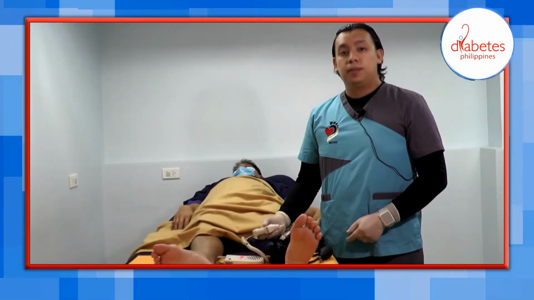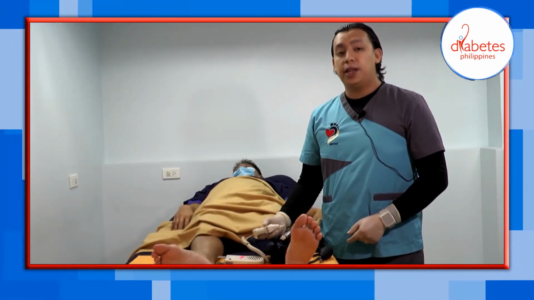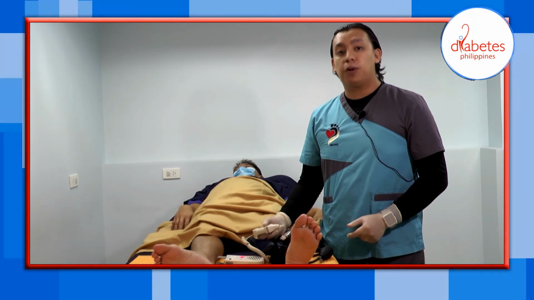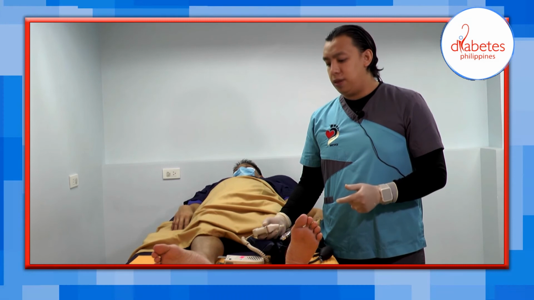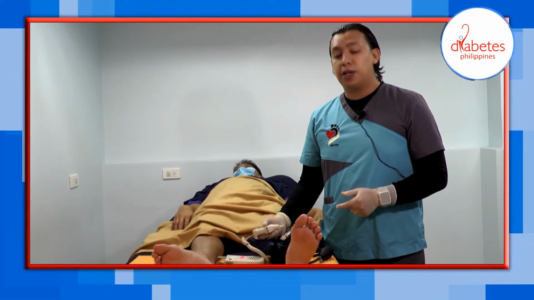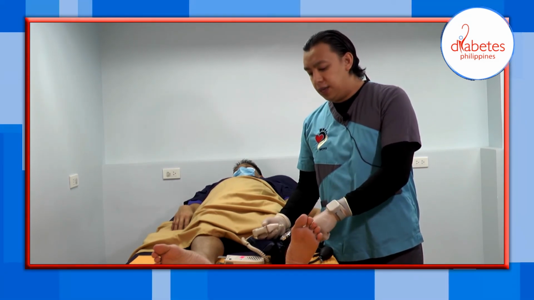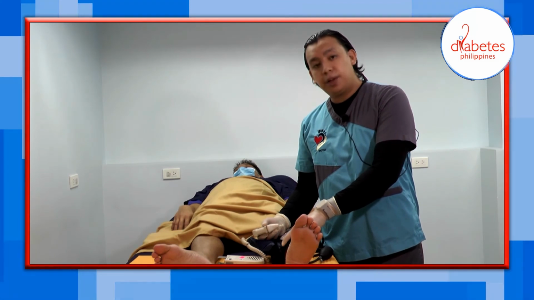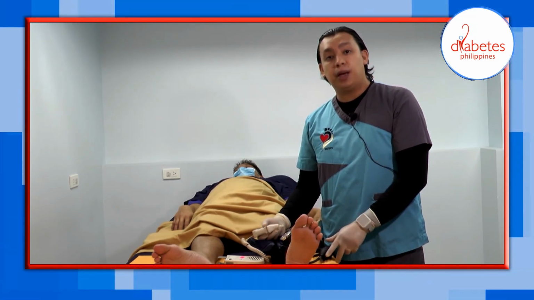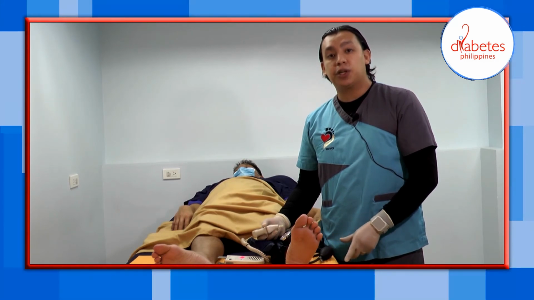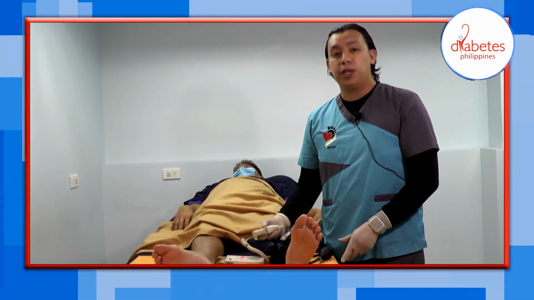Okay. Now we have gotten our data, the systolic pressure of both upper extremities and both ankle systolic pressures. Now, we have gotten the posterior tibialis systolic pressure and the dorsalis pedis. So we just have to pick which is the highest systolic pressure and we use that with our computation.